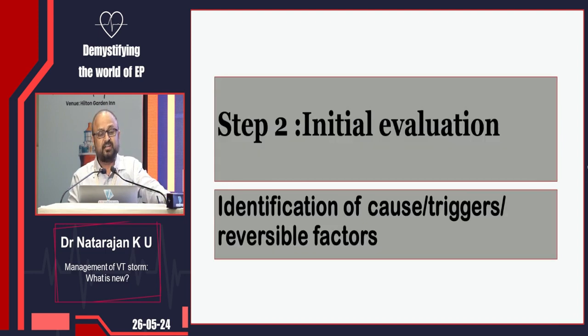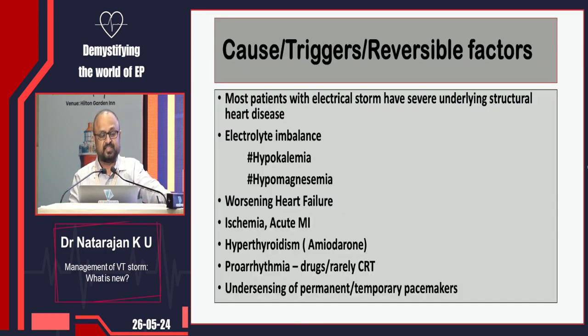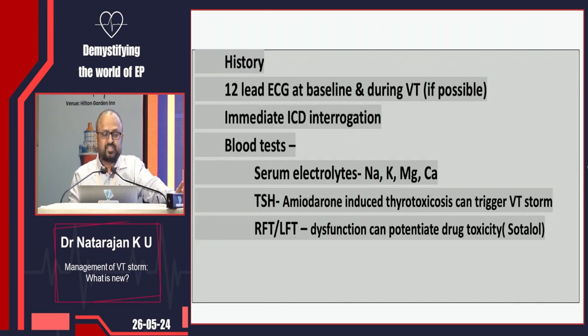Step number 2, initial evaluation. The focus is to identify causes, triggers, and reversible factors, like in this exhaustive list: electrolyte abnormalities, ischemia, hyperthyroidism. Very important. Patients may be on amiodarone, which can be the cause of hyperthyroidism, and that can be the reason for the VT storm. So estimating thyroid function is very, very relevant. History, 12-lead ECG at baseline and during VT if possible, immediate ICD interrogation, and of course blood parameters are very important.